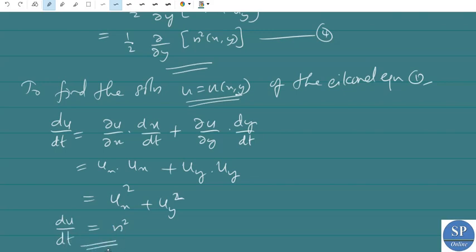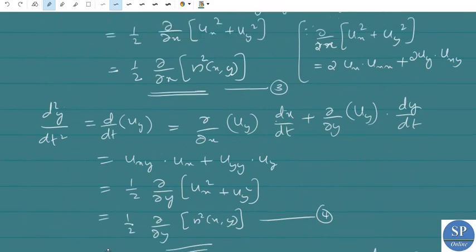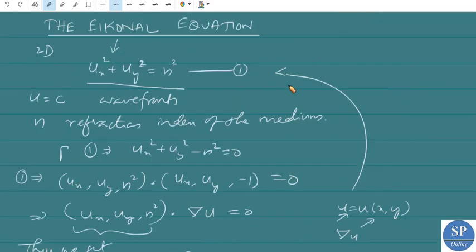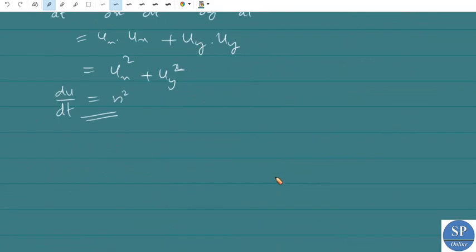We got this, but actually from the characteristic equation we already have du/dt equal to n squared. So we verified that the x component and y component equations are consistent with the third component, that is, u is consistent with our eikonal equation. So we can say that this vector is tangential to the solution surface u.